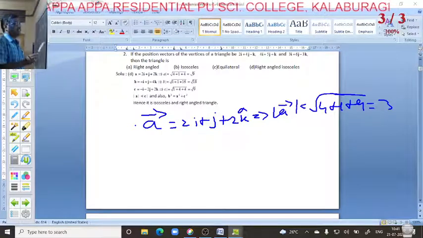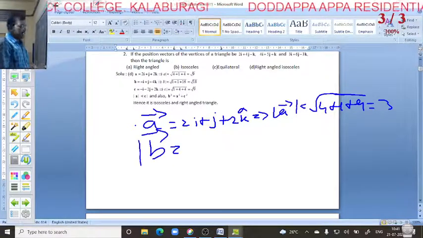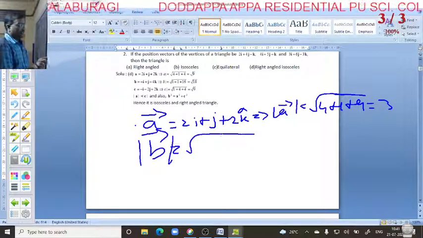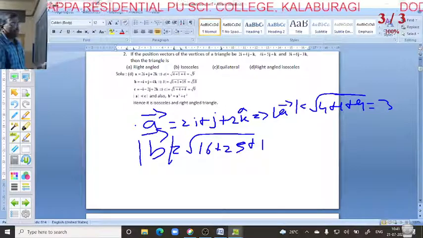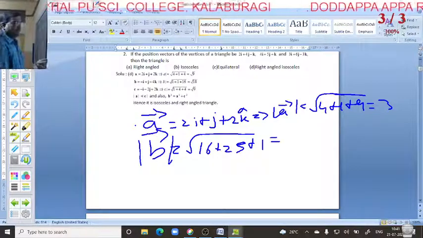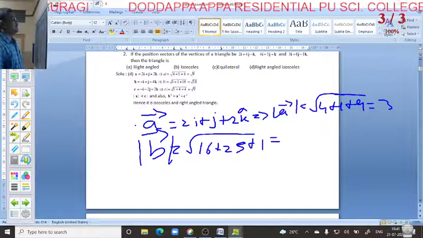So similarly next, vector B, you also have to find out its magnitude. If you find out magnitude, it means 16 plus 25 plus 1. So we get vector B value. One minute.